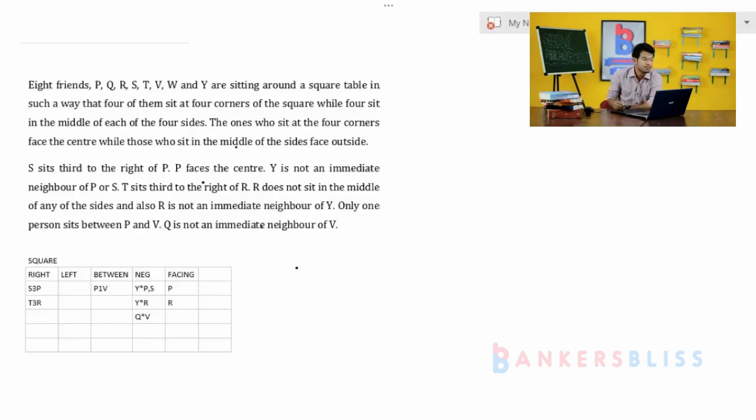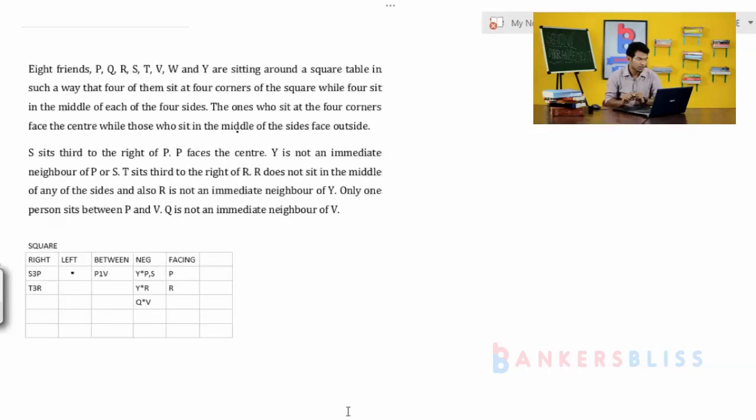And go to the next problem. So the next problem: 8 friends P, Q, R, S, T, V, W and Y are sitting around a square table. In the last problem, we just discussed only a circular arrangement and the linear arrangement problem. But right now, we are going to discuss the square table. Here, 8 persons or 8 friends are sitting around a square table.